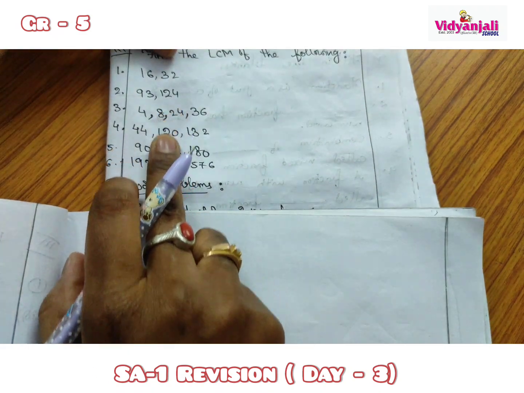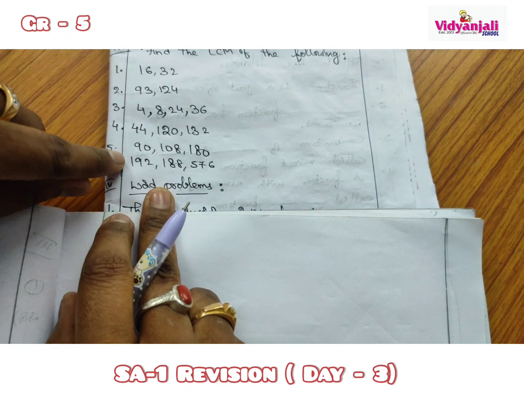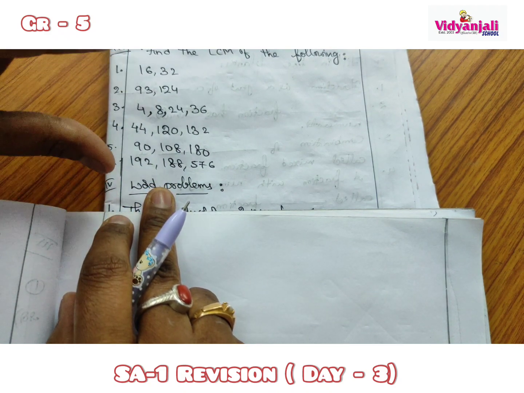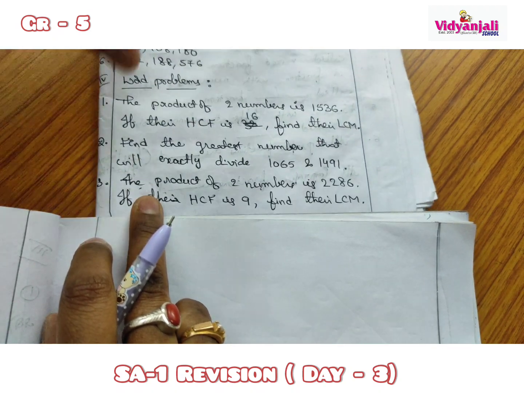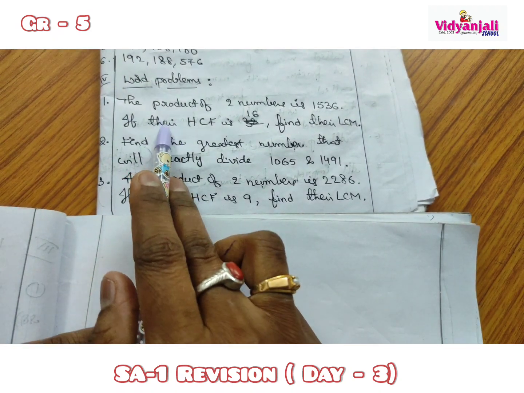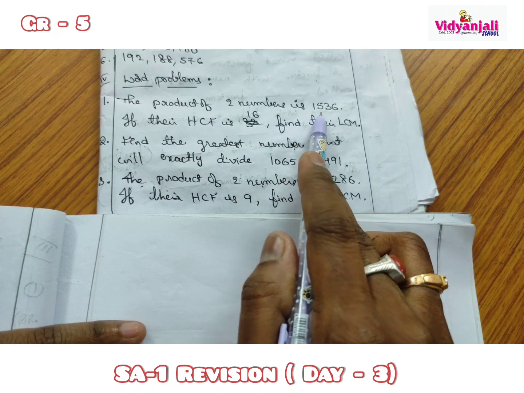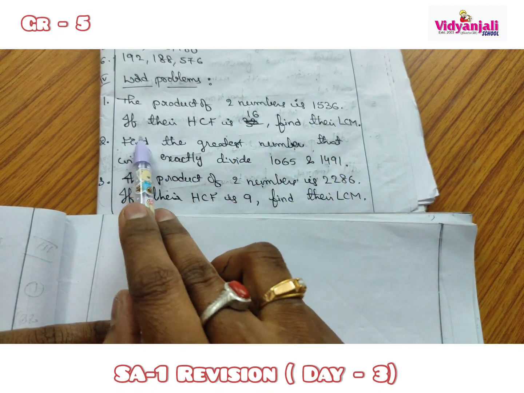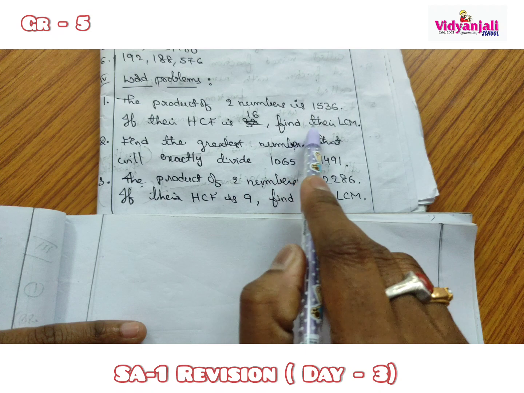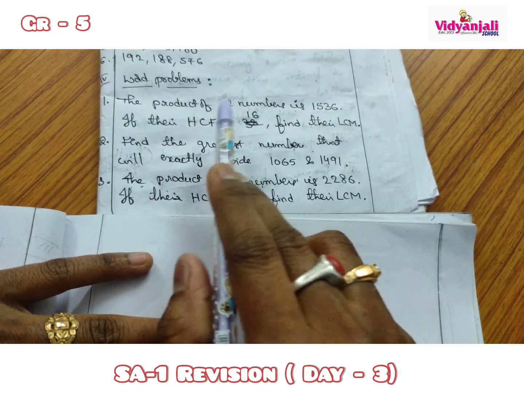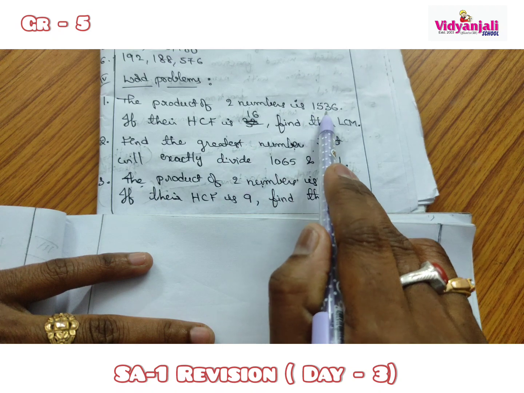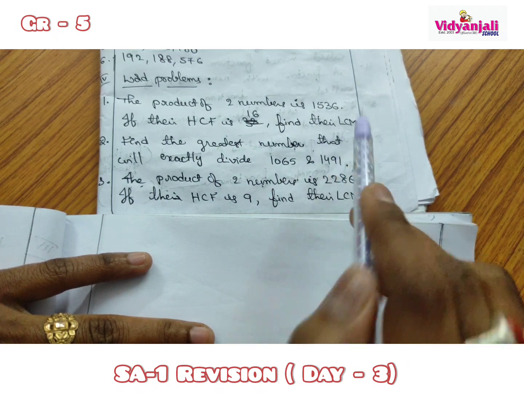So in this Roman numeral section we still have some more problems to find the LCM, so you have to complete all those. Okay. In the next Roman numeral section we have word problems. See, the product of two numbers is 1536. Their HCF is 16 and find the LCM. Okay. See here, HCF is 16. Product of two numbers is 1536 and find the LCM.